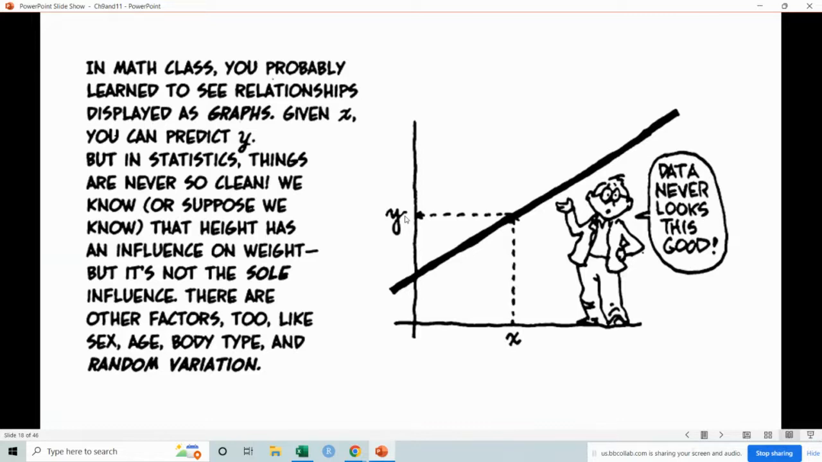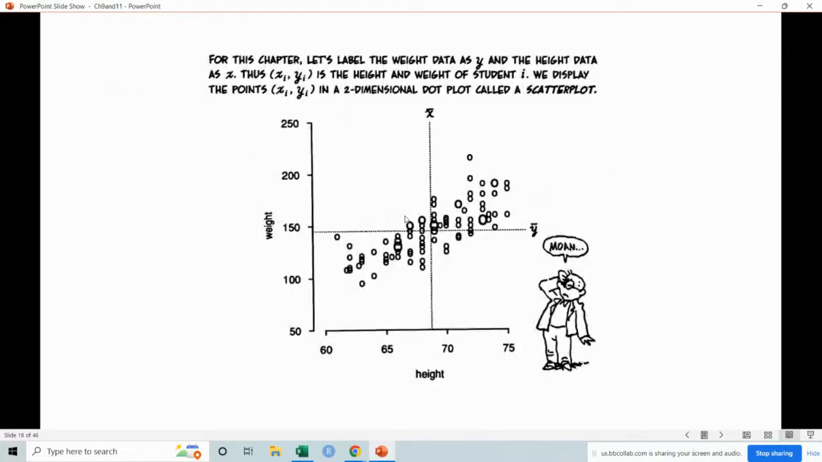But in statistics, things are never so clean. We know, or suppose we know, that height has an influence on weight, but it's not the sole influence. There are also other factors too, like sex, age, body type, and of course, random variation. And data never looks that good. Never perfect, but we try to model it or make some assumptions about it to make it as close to fitting a line as possible, which is the underlying theme of regression.